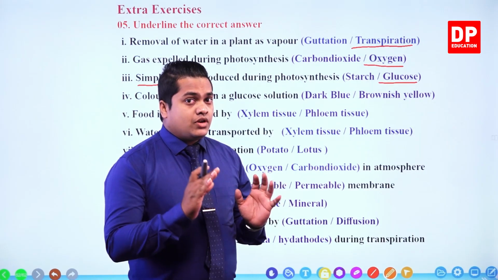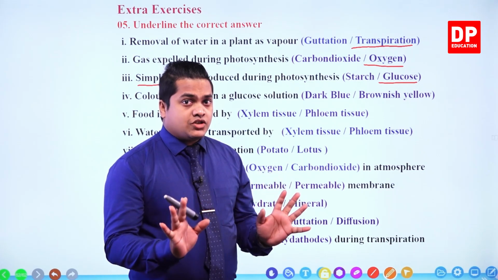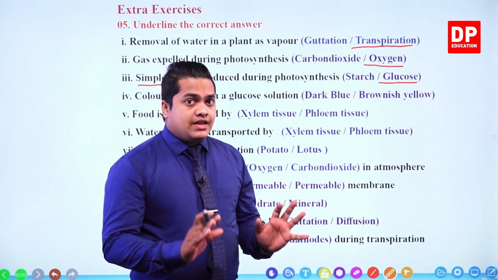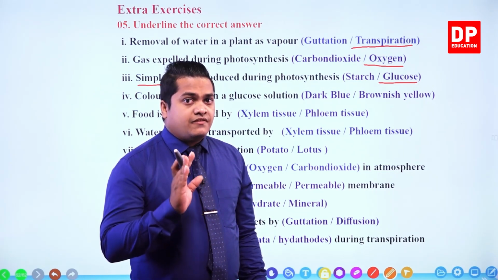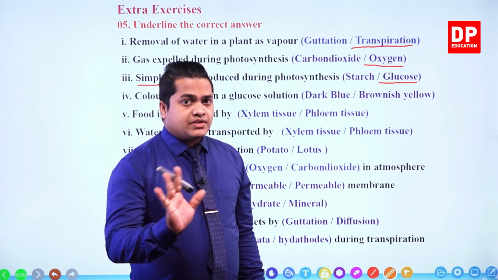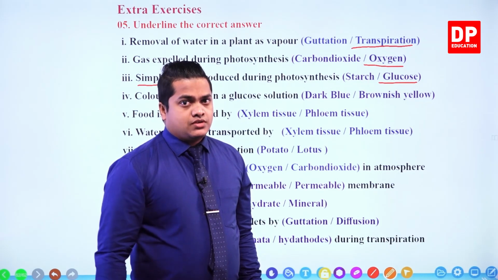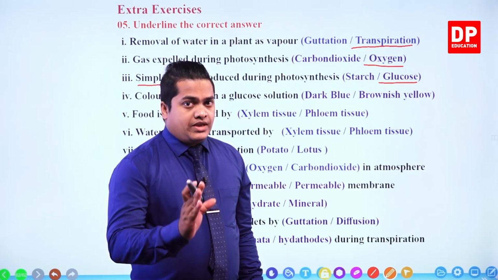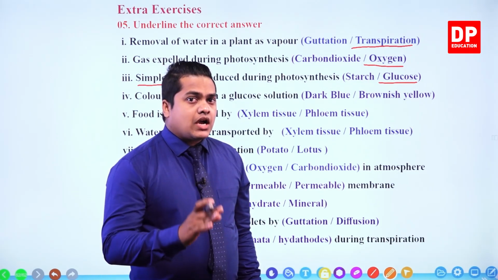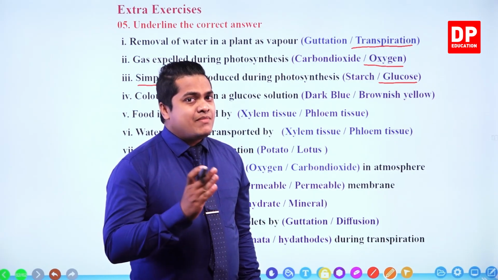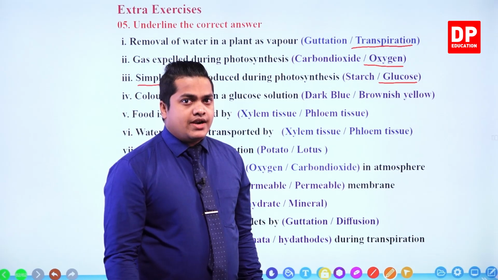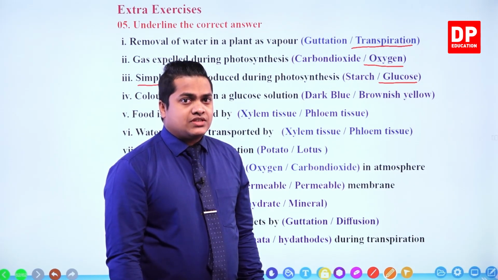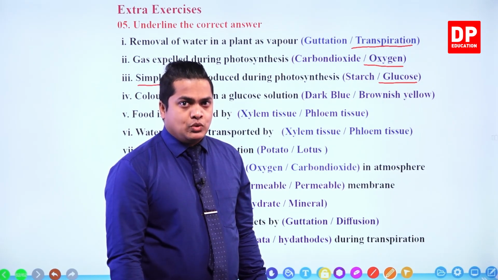They are asking about a glucose solution, not a starch solution. Iodine color changes into dark blue with the presence of starch, not with the presence of glucose. So in a glucose solution, the color of iodine will remain the same, right? There is no change in the color of iodine. With the presence of glucose, it's never going to change into dark blue.